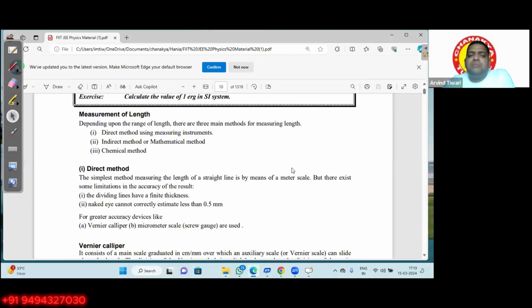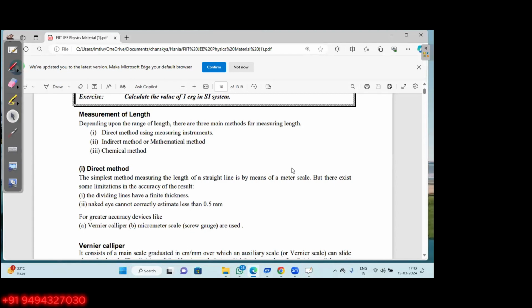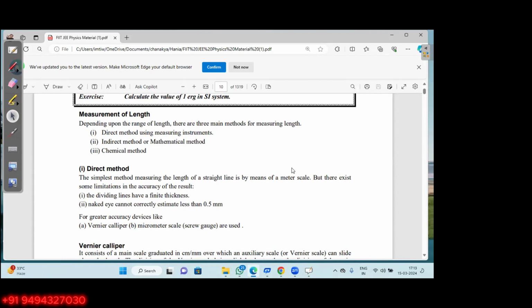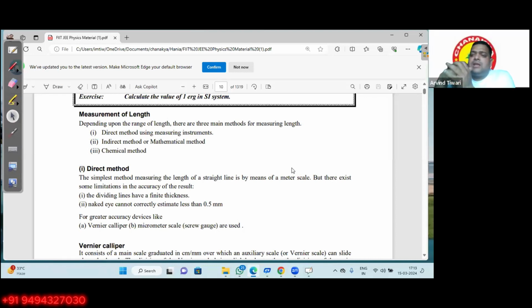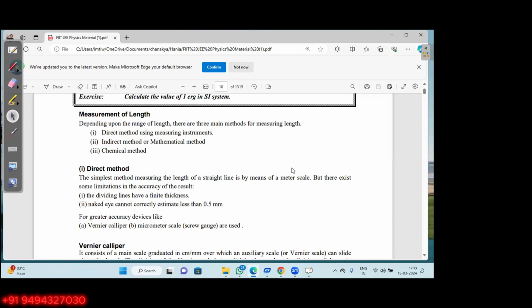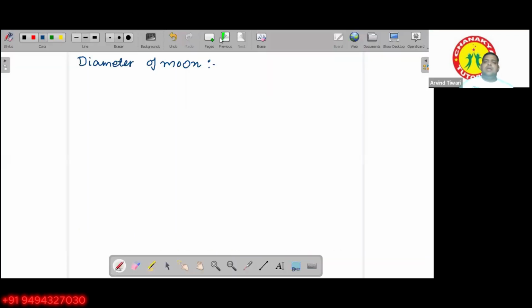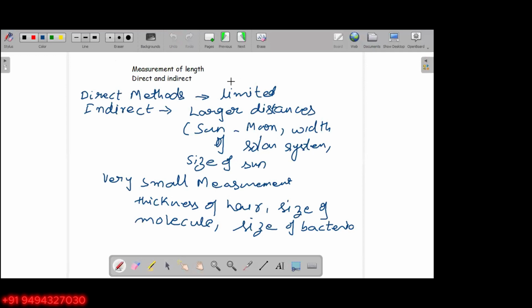So see here, the measurement of length can be made using direct methods, using measuring instruments, and indirect methods or mathematical methods or chemical methods are also there. Chemical methods are there for measurement of very small distances like the molecular distances. Mostly in this syllabus, we will be studying direct and indirect methods. In the direct methods of measurement, up to now we have seen our normal ruler scale.